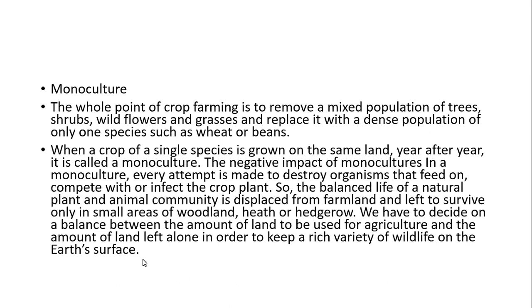Now, what is happening is that I'm trying to grow a wheat crop, right? So what I will do is make sure that any plant that is competing with my wheat, any plant or anything that can harm my wheat, I will try to destroy it. So the balance of the ecosystem that is taking place over there is going to end up getting destroyed, right?